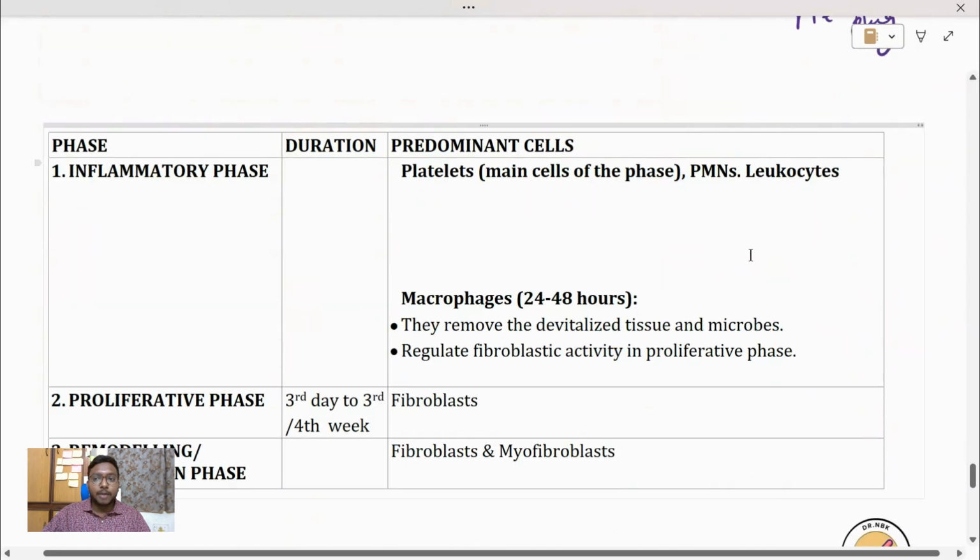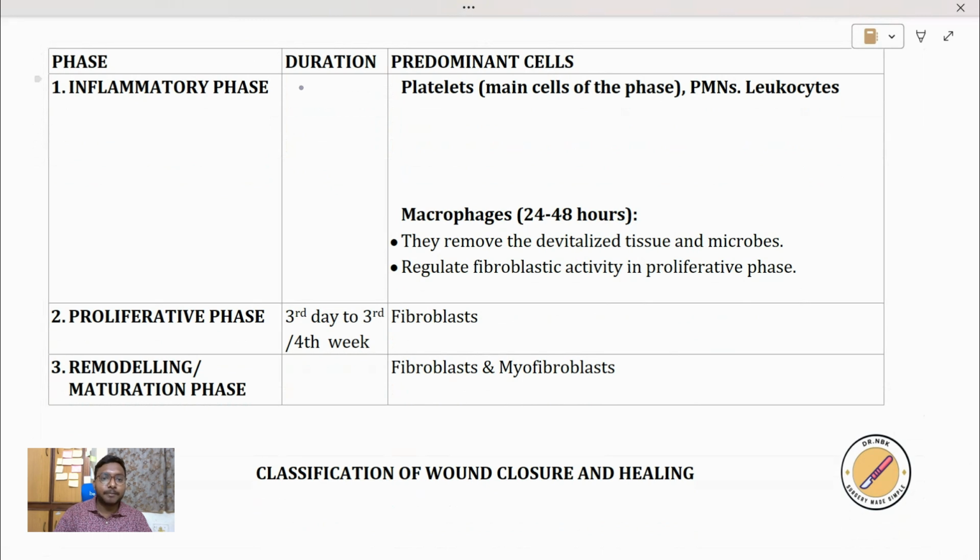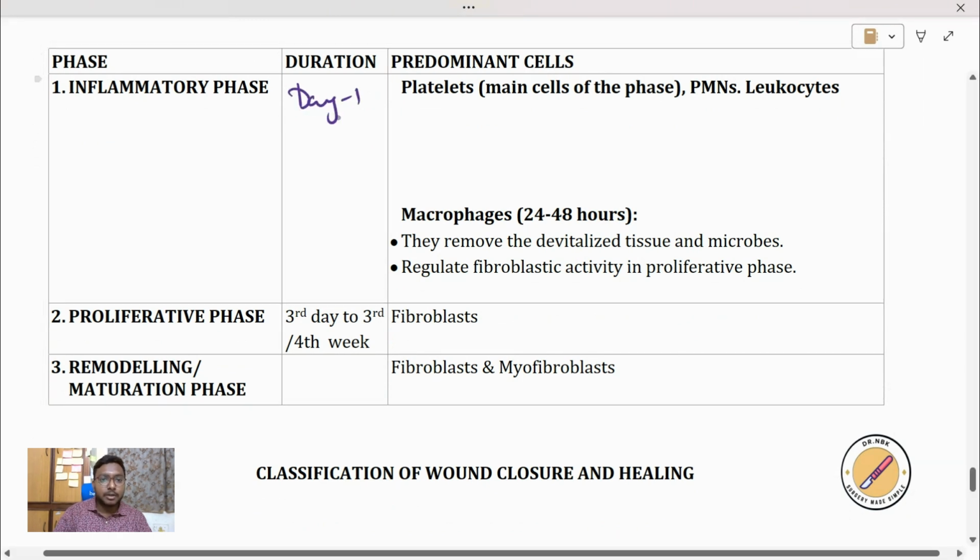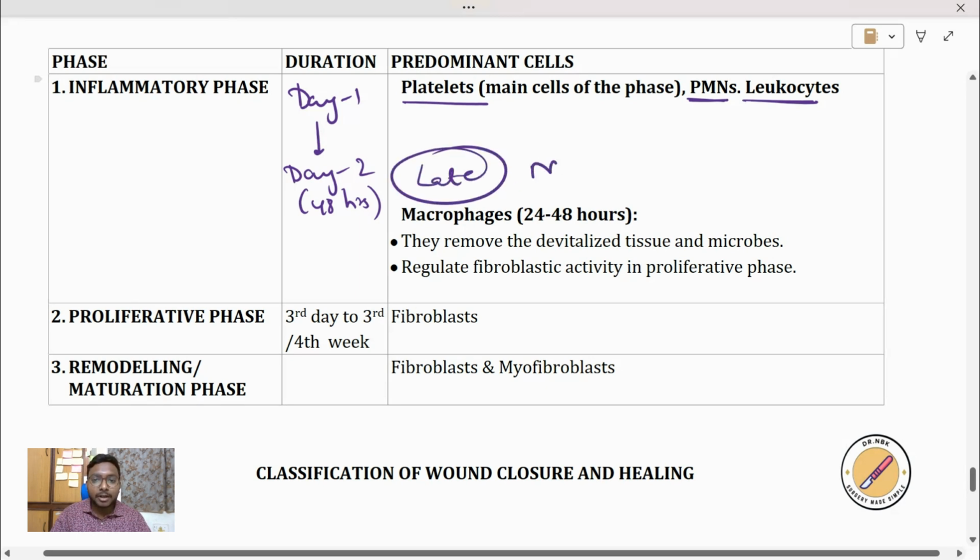Right. Next, the other named phases are the inflammatory phase, proliferative phase, and remodeling phase. Once the wound is there, from that particular time till day 2, that is 48 hours, initially it will be the inflammatory phase. This is divided into early inflammatory phase and late inflammatory phase. In the early inflammatory phase, mainly platelets and polymorphonuclear leukocytes are taking the charge. In the late inflammatory phase, monocytes will be converted into macrophages. These macrophages will remove the devitalized tissue and also microbes, and they will regulate the fibroblastic activity in the proliferative phase. Okay, right. Next step.